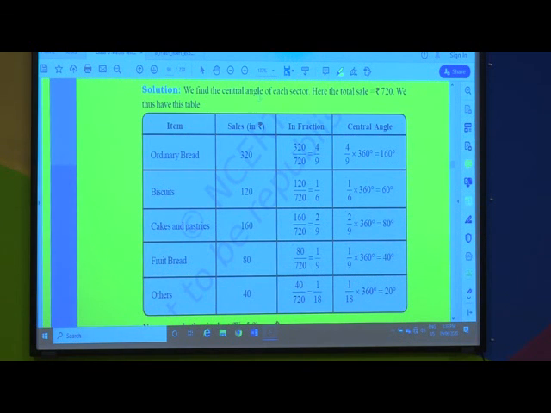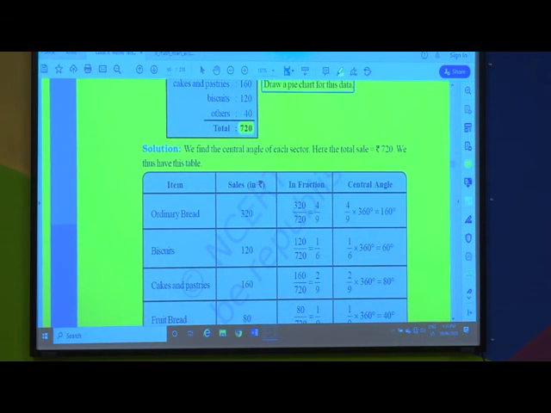We find the central angle of each sector. Here the total sale is rupees 720. We thus have this table. See the first column of the table. The item is given to us, the different products of the bakery. The amount of sales in rupees was also provided to us. In the third column we are going to calculate the fraction, 320 out of 720. Now, where did 720 come from? It is mentioned here and also in the table that the total sale is equal to rupees 720. This is the total sale.